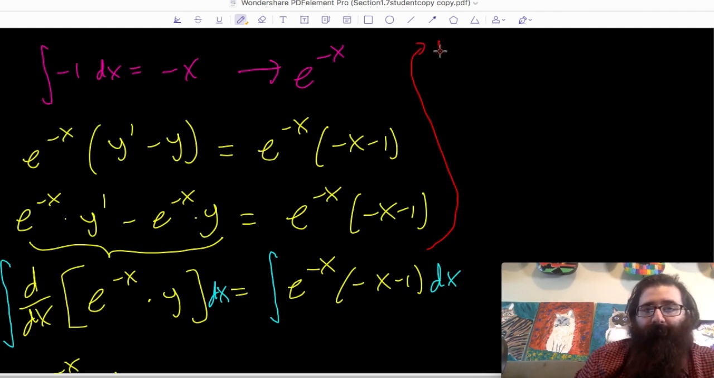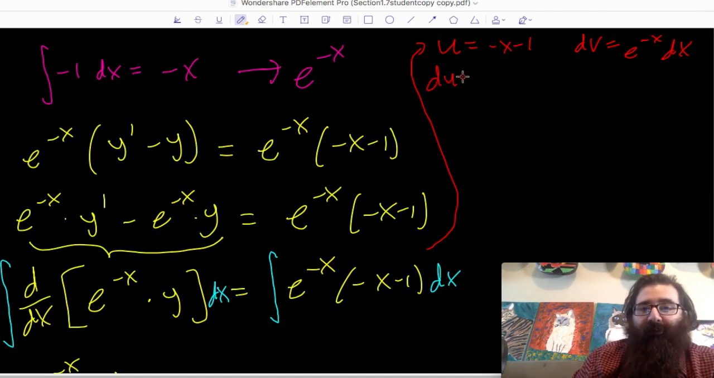So I'm going to pick my choices for u and for dv. Since I have an exponential function, that should be my choice for dv, this e to the minus x dx, which means the power type function, minus x minus 1, is my choice for u. Now differentiating u gives me du equals -1 times dx. And integrating both sides of my dv statement, I get v equals e to the minus x divided by -1, or that's minus e to the minus x.